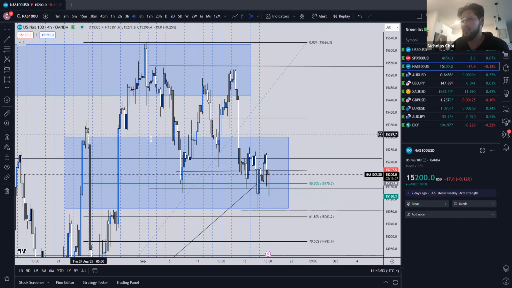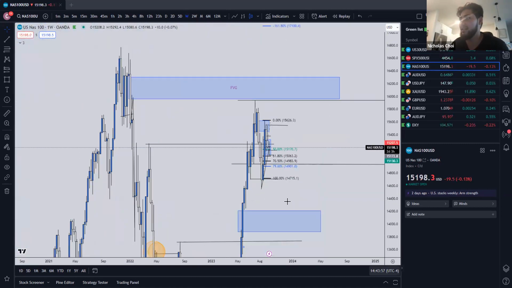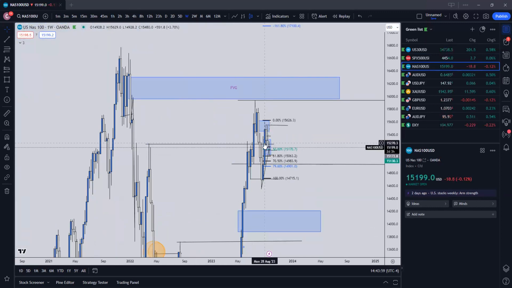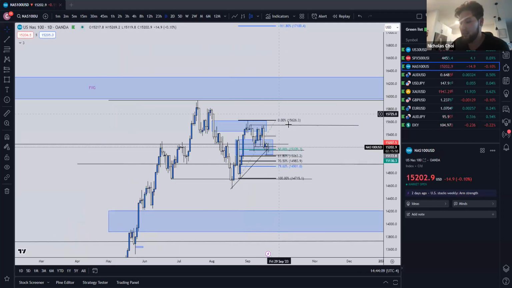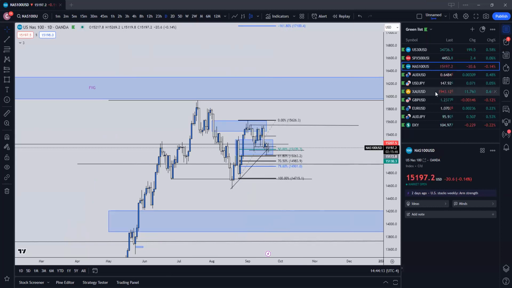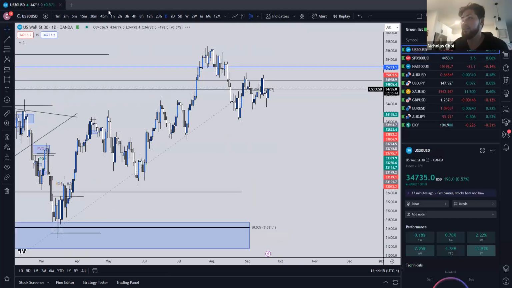And so what I see is a lot of indecision. Overall, still bullish, but I see a lot of indecision here. I don't think this is an ideal place to see price reverse on a higher time frame, but I can't ignore the intra-week price action. So we'll see what happens.